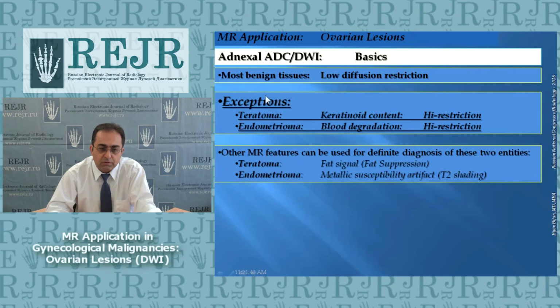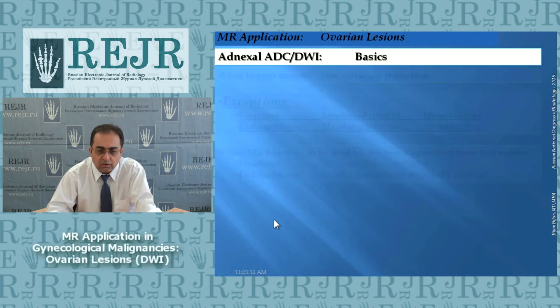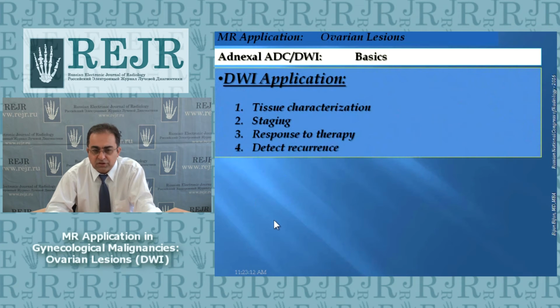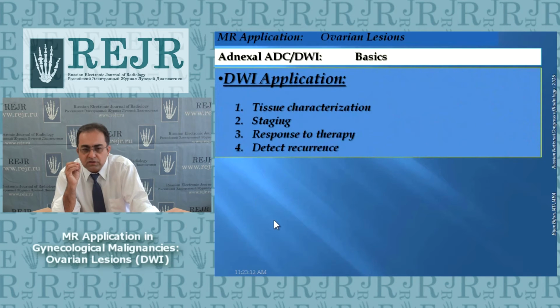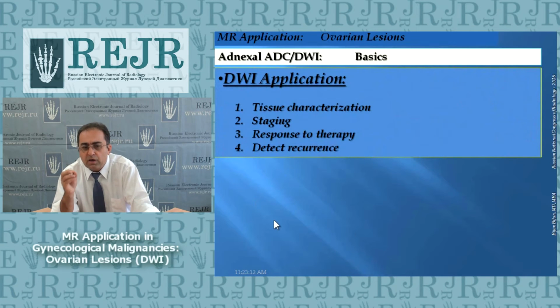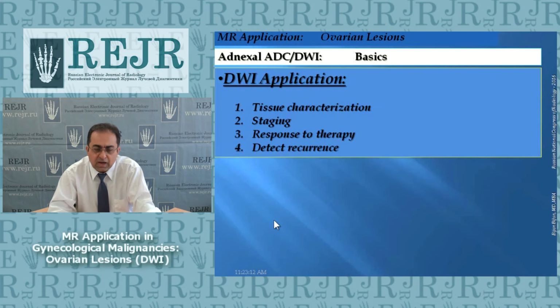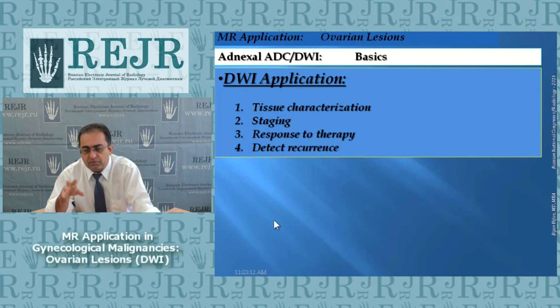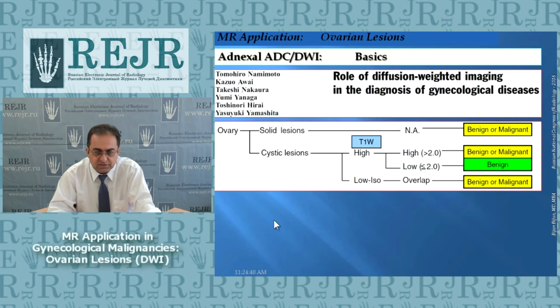Do not trust your DWI. This was an important caveat that I wanted to mention to you. So when you read the MRI, you have to pay attention. DWI's specific application is for tissue characterization, for staging, for evaluation of the response to therapy, and for detection of recurrence, or what we call restaging. So these are the four major indications that we use DWI for, and of course, for different types of cell lines and different tumors, it has different sensitivity and specificities.